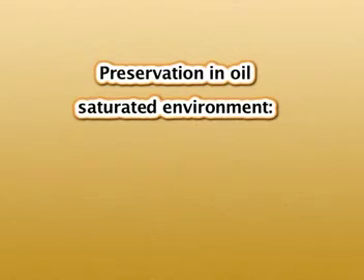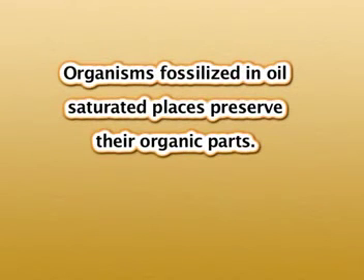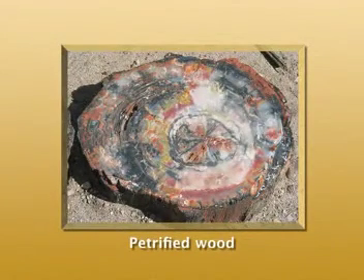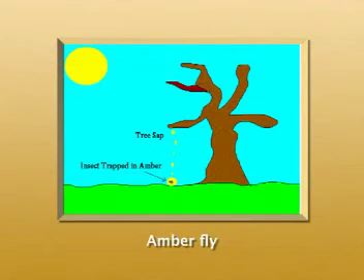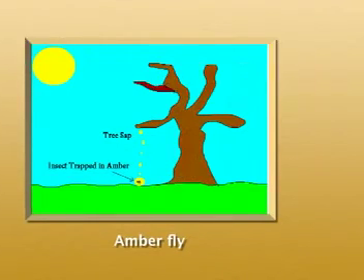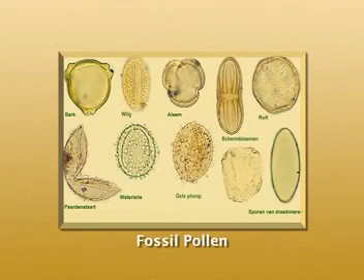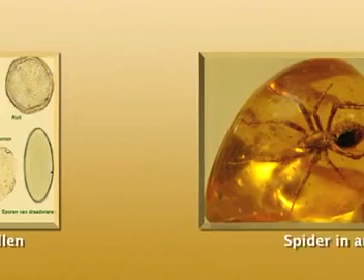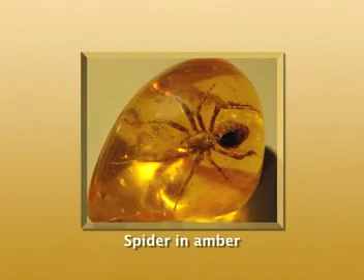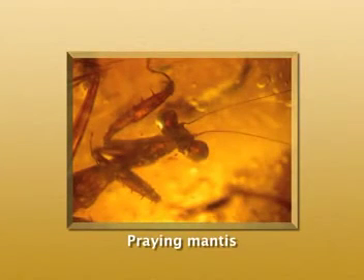Preservation in oil-saturated environment. Organisms fossilized in oil-saturated places preserve their organic parts. Tree trunks found in such places are so well preserved that it is possible to cut them with a saw and drive nails. Another one is resin-embedded fossils. Amber is a fossilized resin which can preserve insects and pollen grains. Fossilized pollen or spores are called microfossils or palynofossils. Fossilized insects of the Oligocene period have been found preserved in the amber. Thus, amber acts as a nature's tomb.